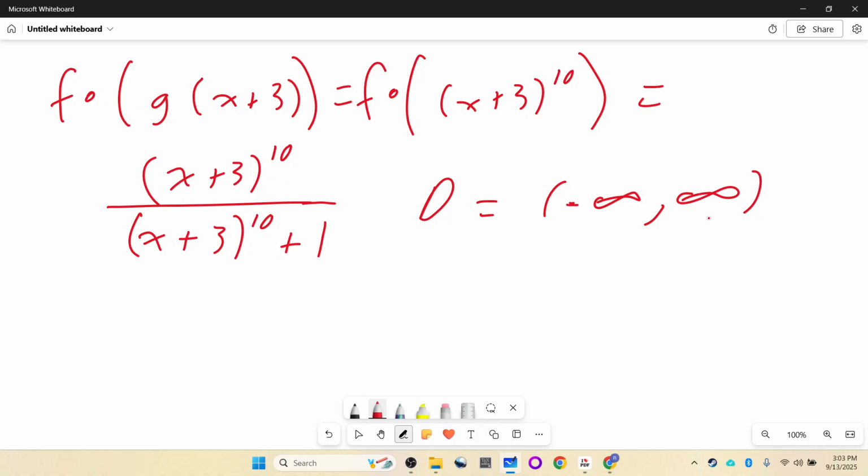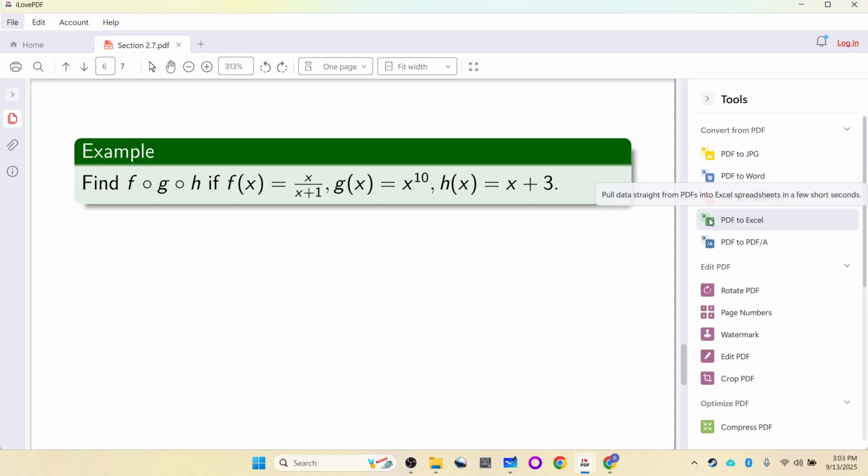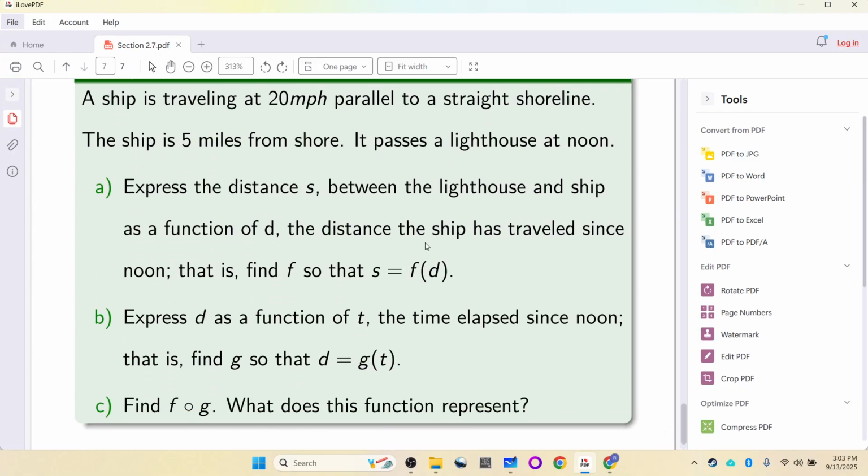Okay, I'm going to have one more problem, an application here, a modeling problem. And this is in the textbook, and it's worked out, so I'm just going to read it here. But you've got a ship traveling 20 miles per hour parallel to a straight shoreline. The ship is 5 miles from shore. It passed a lighthouse at noon. And so we're going to try to get a function for each step.